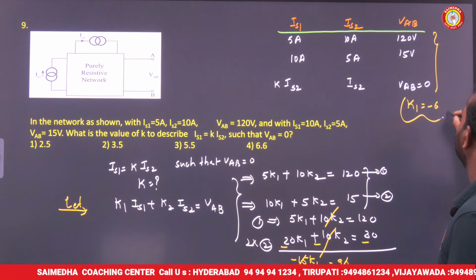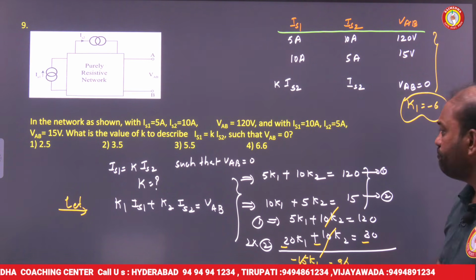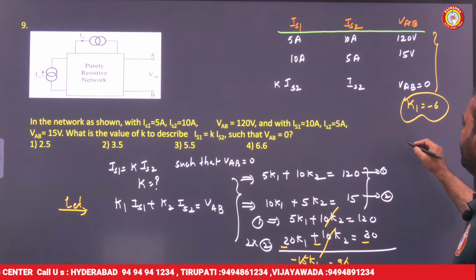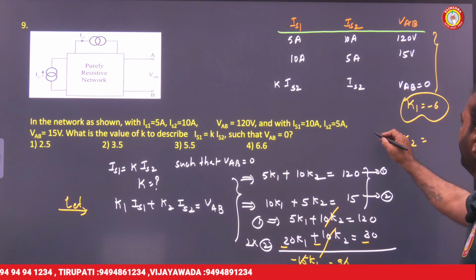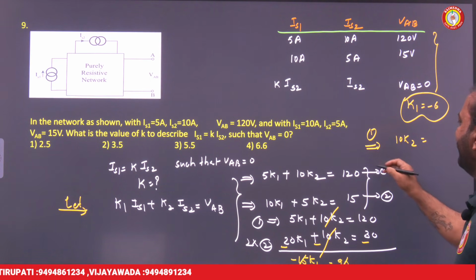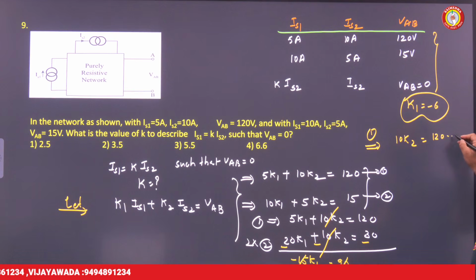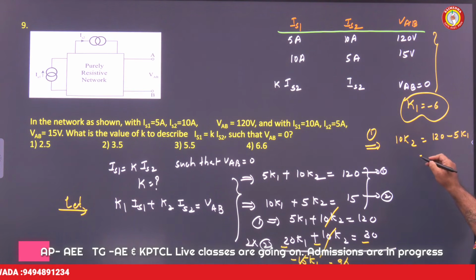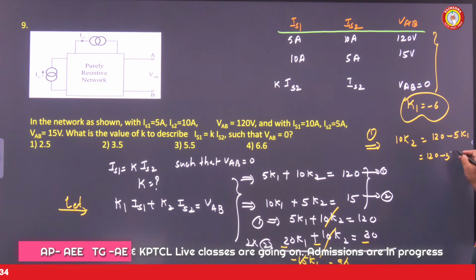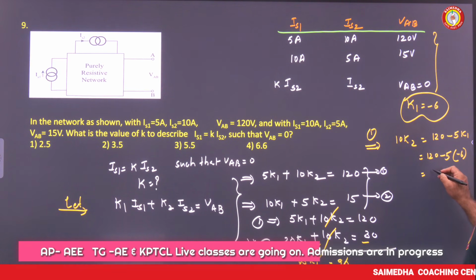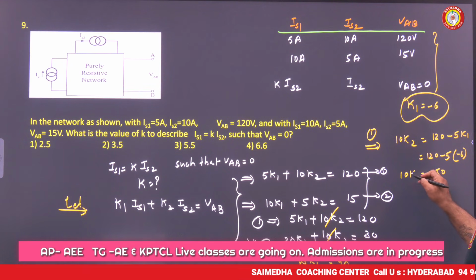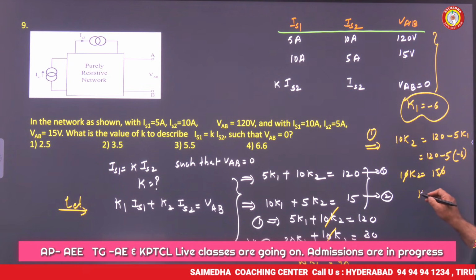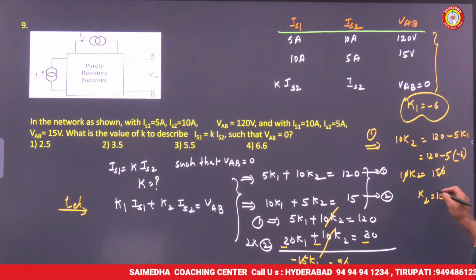By using this value, you try to obtain K2. From equation number 1, 10K2 is equal to 120 minus 5K1, which is nothing but 120 minus 5 into the K1 value of minus 6. So that is 120 plus 30, which means 150. So 10K2 is 150, and K2 is equal to 15, my friends.